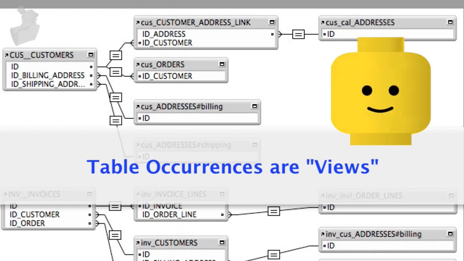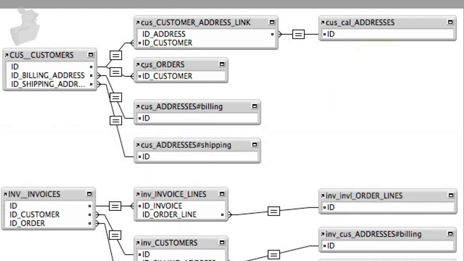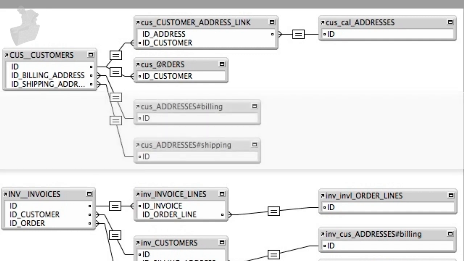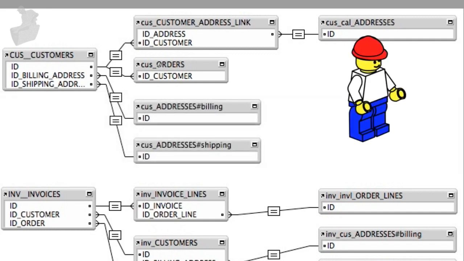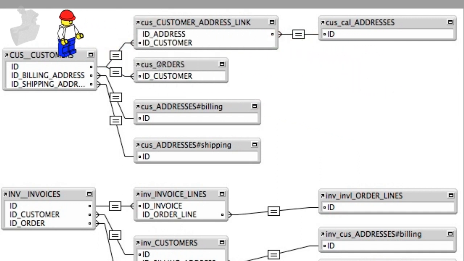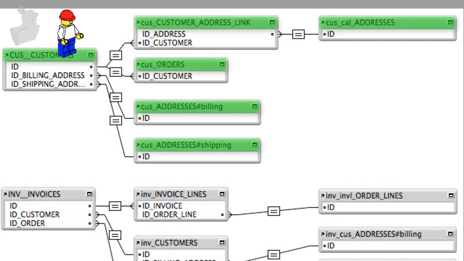In fact, in other SQL databases, table occurrences are really analogous to what they call views in those other systems. Now keep in mind, a layout has to exist or be attached to a table occurrence, which means that that layout has a perspective or has the view of a specific table occurrence. Imagine that you can shrink yourself down and stand on the relational diagram like this. You can only stand on TOs. And from those TOs, you can only see things that are connected with the lines. You can only see them through the relationships.